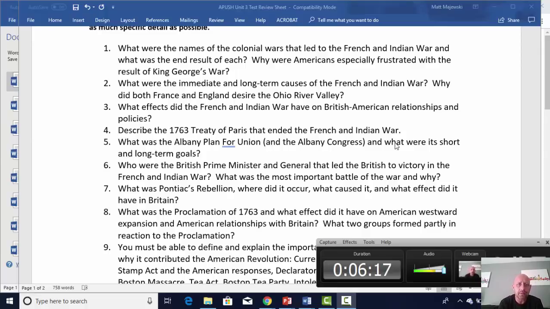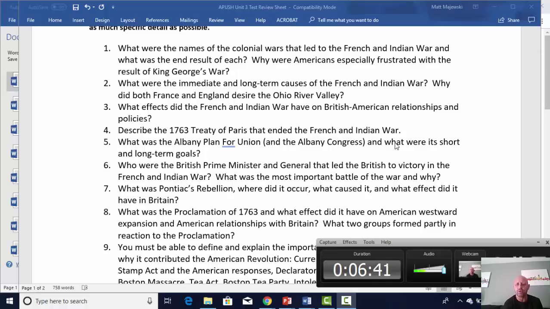Number 6, who was the British Prime Minister in general that led the British to victory in the French and Indian War? The Prime Minister is William Pitt. Remember, he takes over halfway through the war when things are not going well. He's able to get the support of the Americans because he focuses the war effort on North America, and he gives in to some American demands. He's not nearly as harsh on the Americans as previous prime ministers had been.